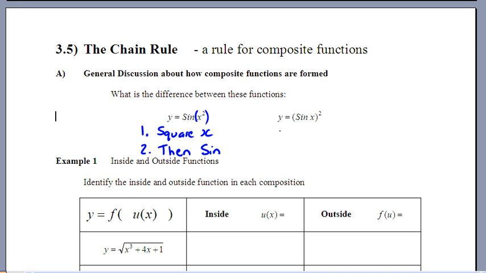Whereas for the other function over here, the first thing you would do is find sine x. Once you have that value, then you would square it. So it's just an issue of which comes first and which comes second. By the way, and we'll talk about this at the bottom of the page, there's a shorter way to write this, you can actually write it like that.